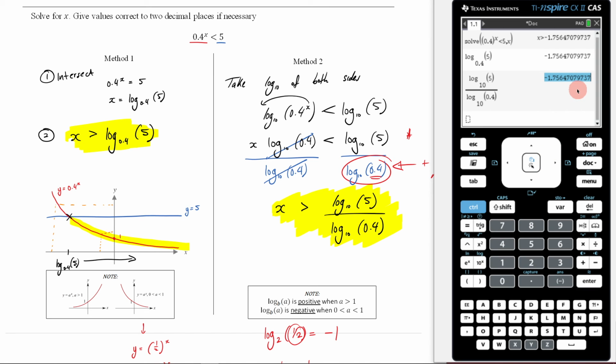So we have done it correctly. We got out the correct values. We did it on our CAS. We went through 2 different ways of figuring this out. Hopefully you found this helpful, and just be really, really careful about swapping that inequality when necessary.